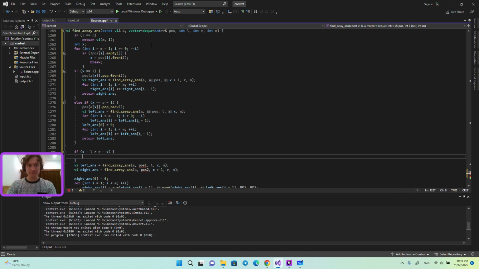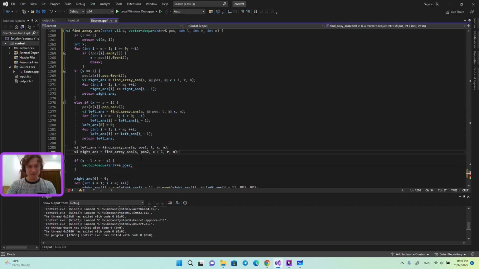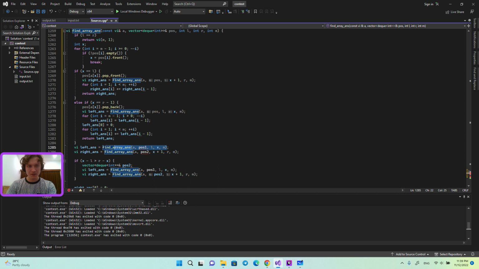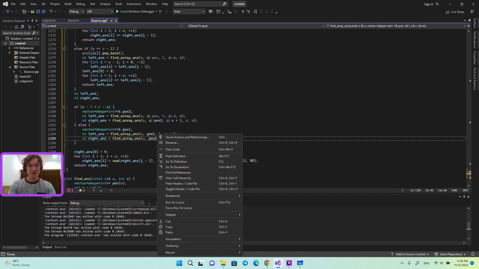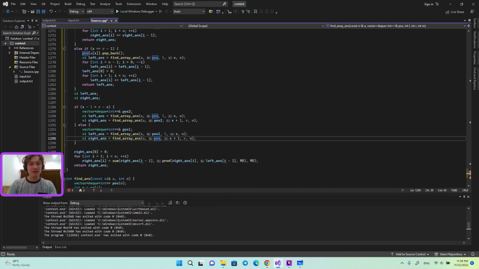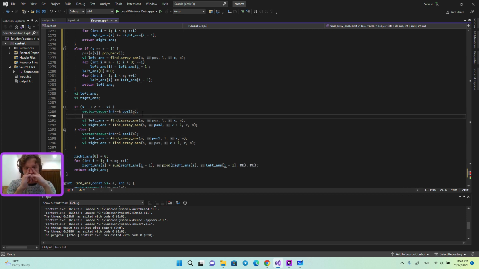So we just make the new vector pos2 and k. Here we do this, and here we do this. Else we make the same thing, but actually it is pos1, pos1, and pos. So this is if the left part is greater than the right part. So what if the left part is greater than the right part?